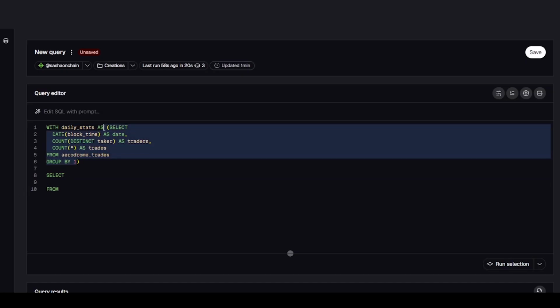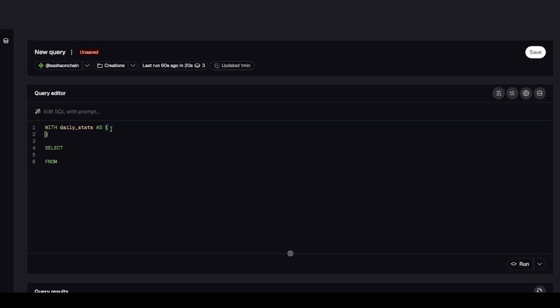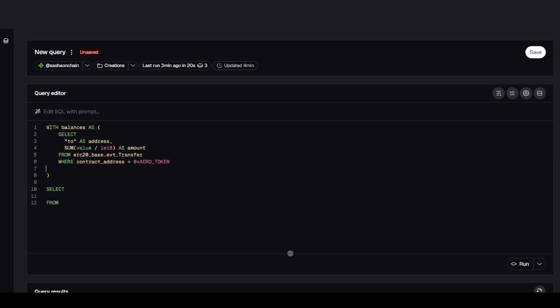chart. Now let's switch perspectives from trading activity to ownership. Blockchain doesn't actually store balances, it stores transfers. So once again, we reconstruct state ourselves, inflows minus outflows. Same idea we used earlier with TVL reconstruction.